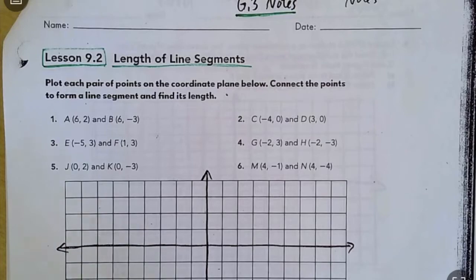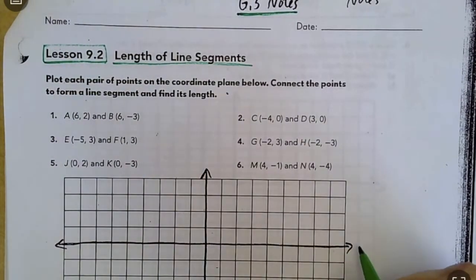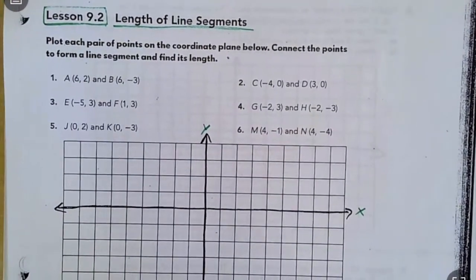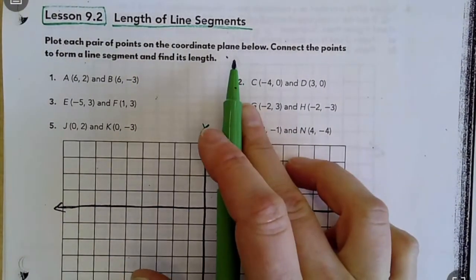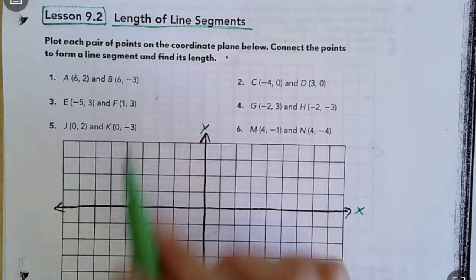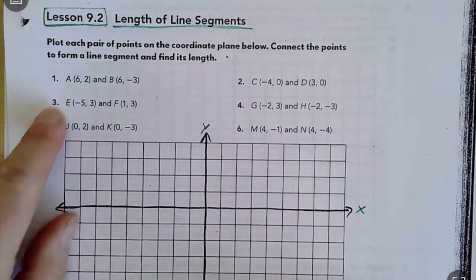So I've kind of given our X and our Y axis to help us here. X and Y. We've kind of drawn it on here. Plot each pair of points on the coordinate plane below and then connect the points to form a line segment and find its length. So there's several things you need to do. How would I do example 1?